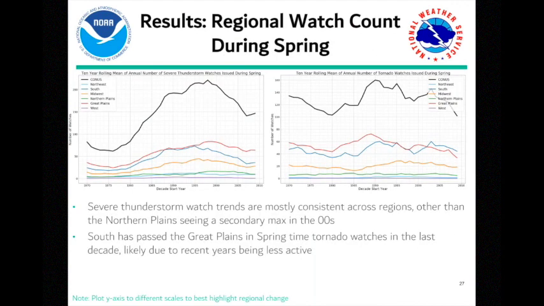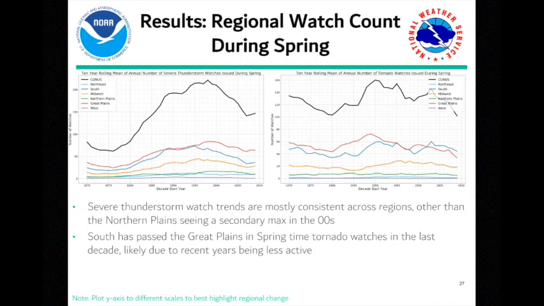We can also take a look at count by season. Here you'll notice that severe thunderstorm watch trends for the spring are fairly consistent across regions other than the Northern Plains, which started to see a surge in the late 90s and into the 2000s. Here on the springtime tornado watches graph, you'll notice that the South has actually started to outnumber the Great Plains in springtime tornado watches in the last few decades, which may just be due to a few inactive seasons across the Great Plains.